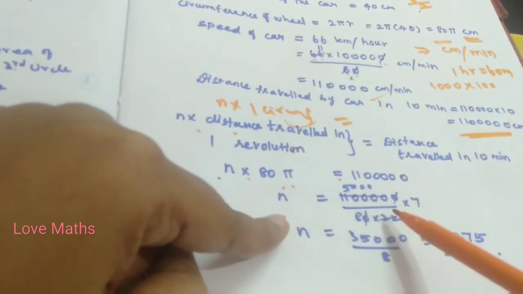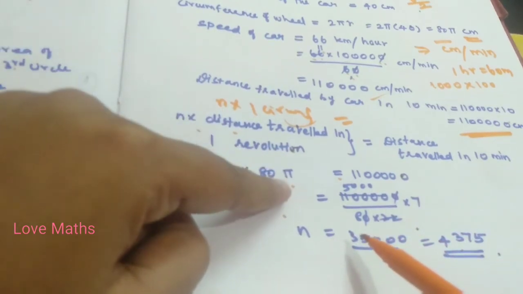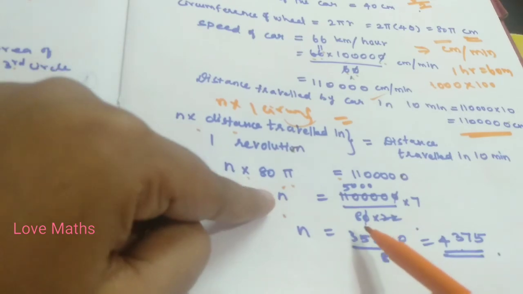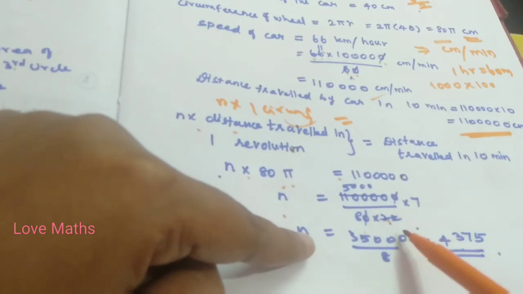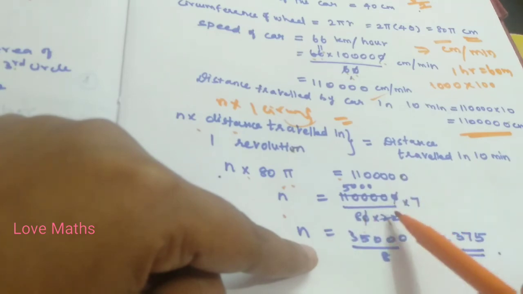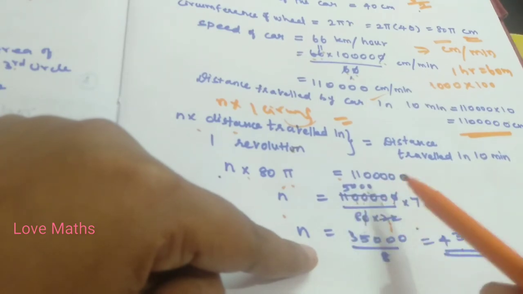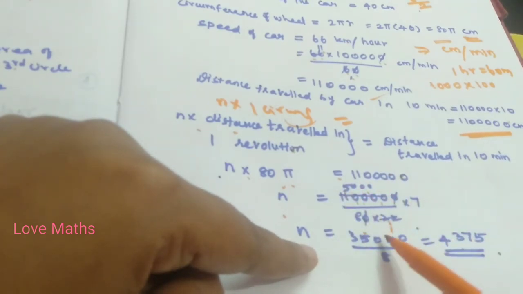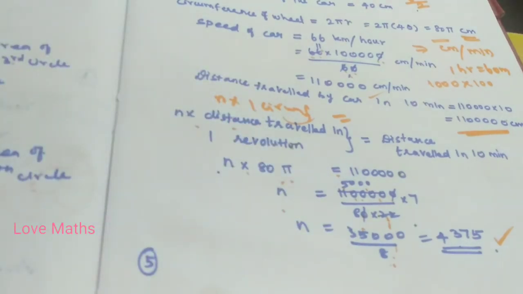So 11,000 divided by 80 times pi. So 80 here is multiplication, so this becomes division. Pi also becomes division. So the pi value is 22 by 7, and this denominator goes as numerator. Cancelling 0 and 0, 122 is 5, 22 is 110, remaining 3 zeros. So 5 into 7, 3500 by 8. If you cancel by 8, you get 4375. Is it clear?